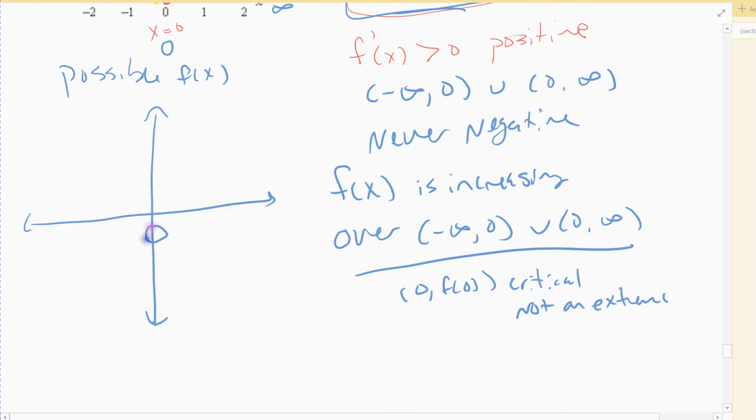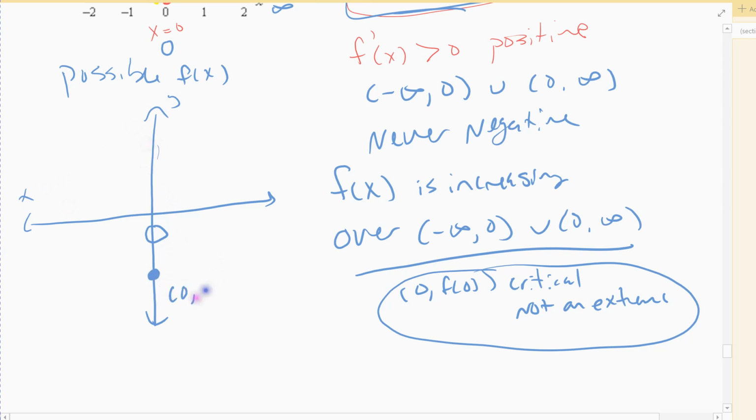Alright, so x equals 0 is the important point. So there's my x equals 0 point. The first thing I'm going to mark off is my critical point. And again, this is where your answers might vary. You can draw that critical point anywhere on x equals 0, which is my y-axis. In the example I gave, I drew it up here. This time I'm going to draw it down here. So there's my critical point, 0, f of 0.